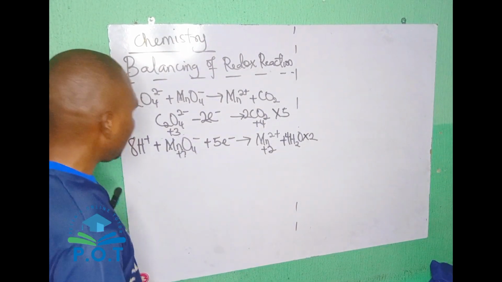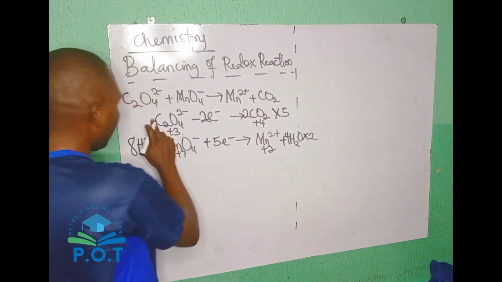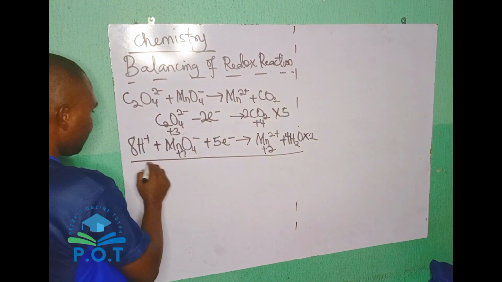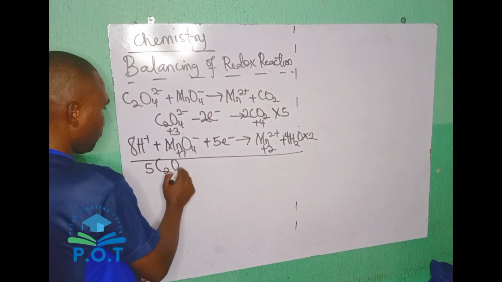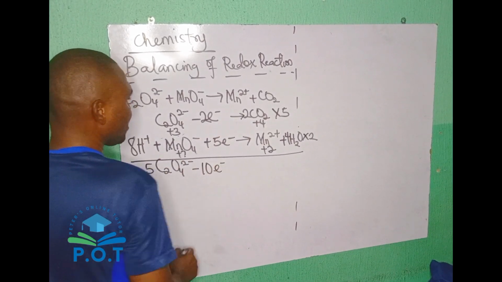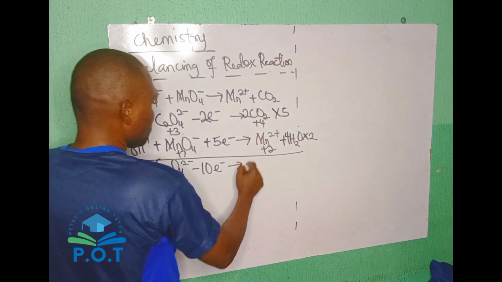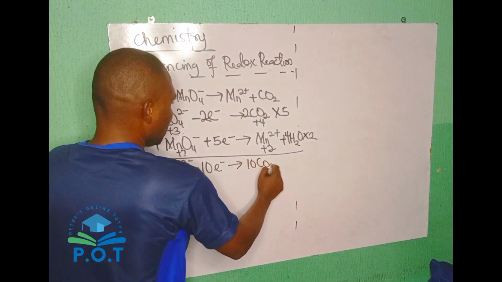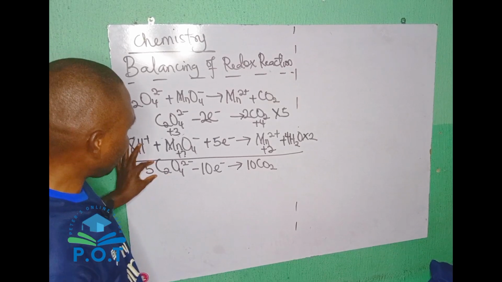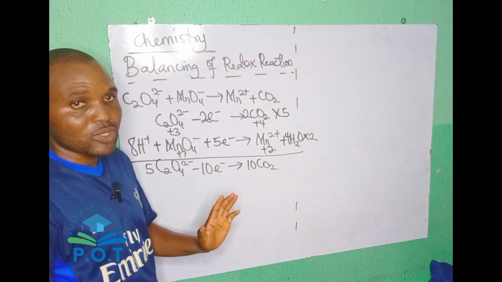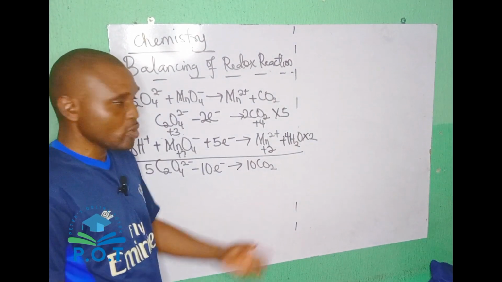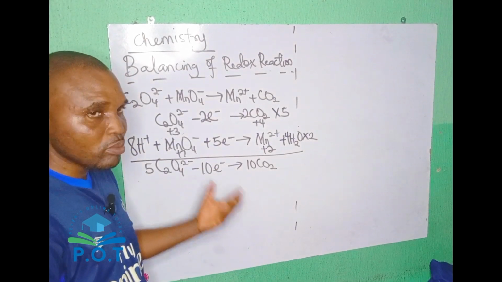All right, so let's go. 5 times 1 here is 5, so let me draw a line. 5 times 1 here is 5, so 5C2O4 2 minus. 5 times 2 is 10 CO2. So let's check. 5 times 2, that's 10. So 10 carbon, 10 carbon. Carbon is balanced on both sides. Let's check oxygen. 5 times 4 is 20. 10 times 2 is 20. Oxygen is balanced on both sides.